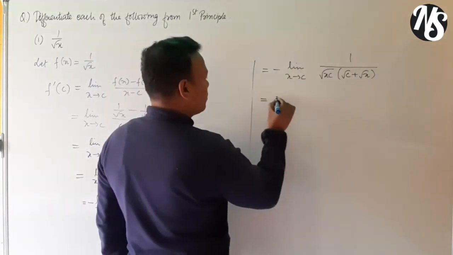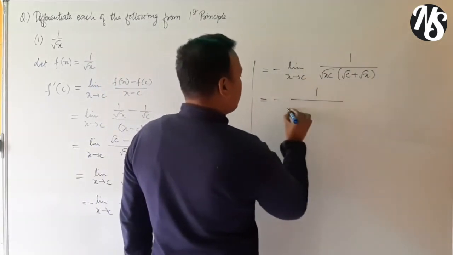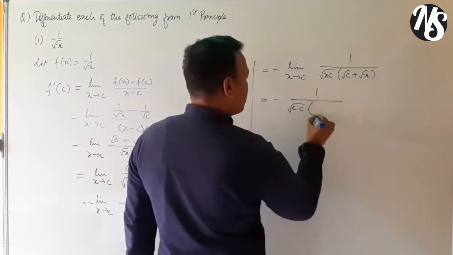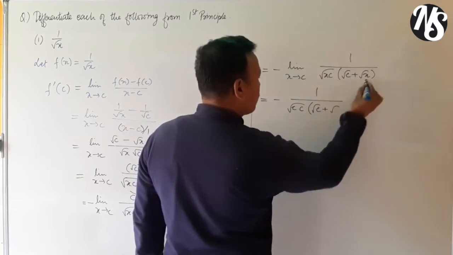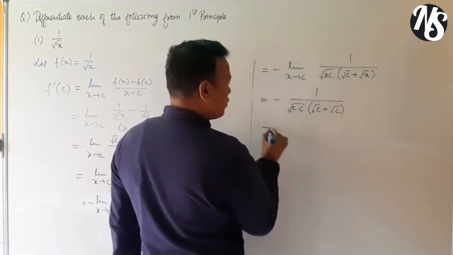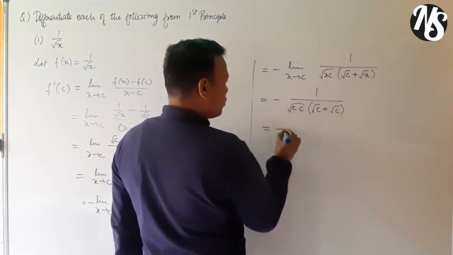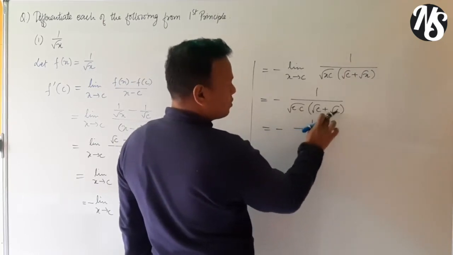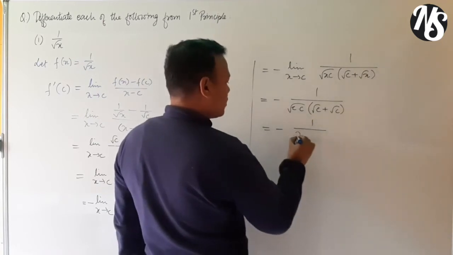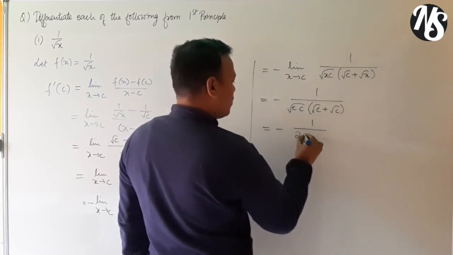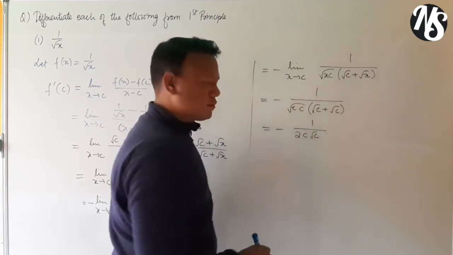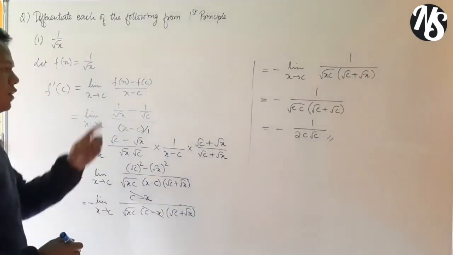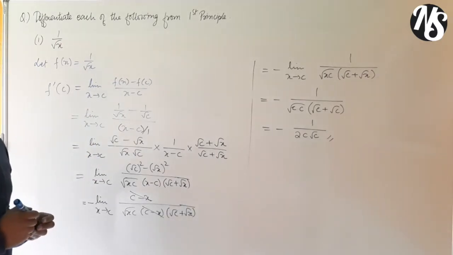So if I do that, then this becomes minus 1 by square root of c into c. Instead of x, I have written c. So this becomes square root of c plus square root of c, right? So this c into c is c square. So that's why this is 1 by c. And what is this? Root c plus root c is 2 root c. So this becomes 2 c root c. Okay, so this will be your f dash of c. So pause the video and note it down.